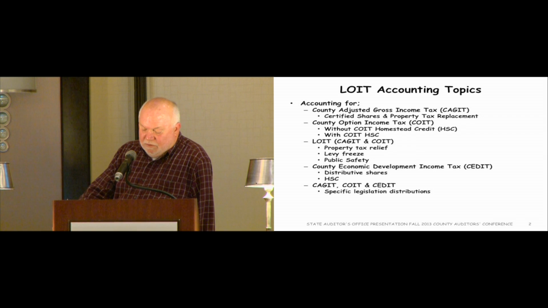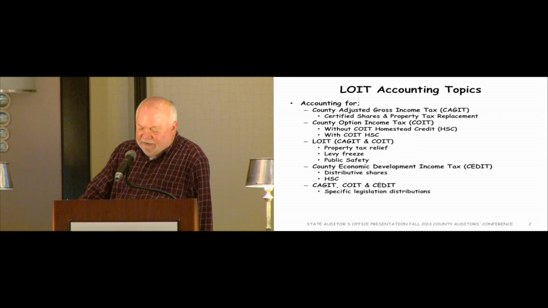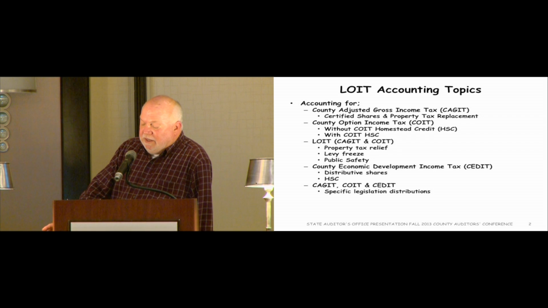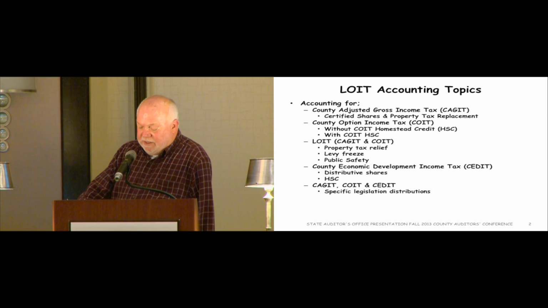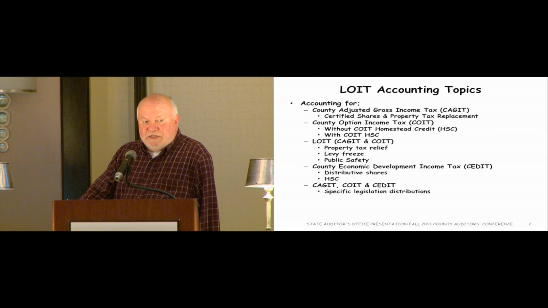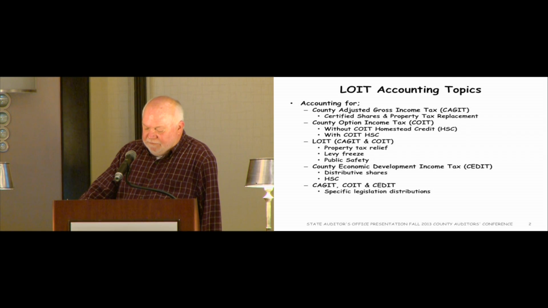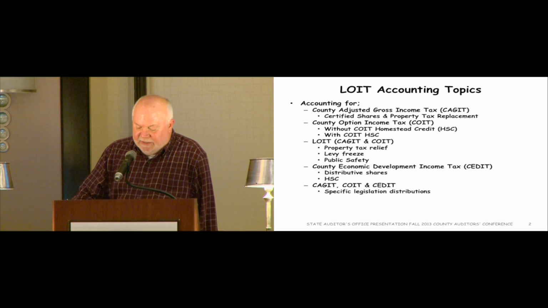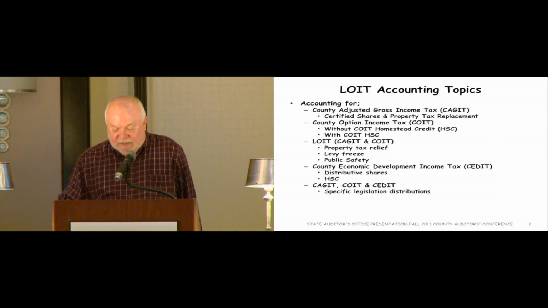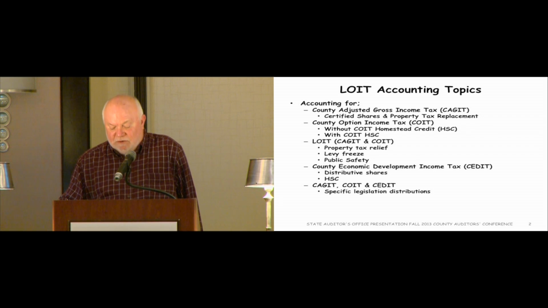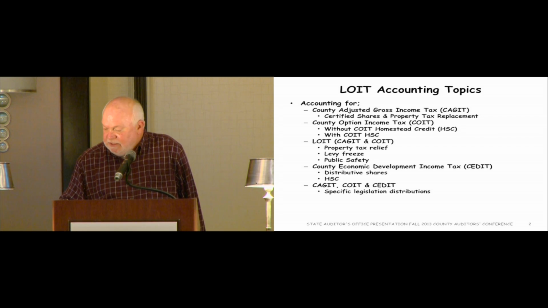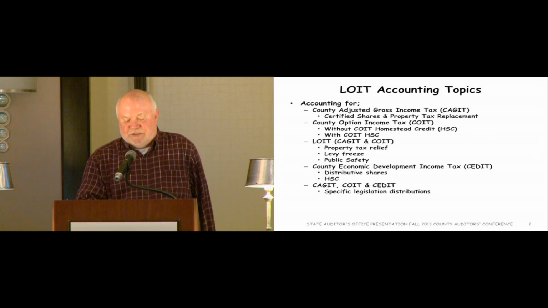The LOIT, like I mentioned, with CAGIT and COIT, you can have a property tax relief adopted, which are your replacement credits, homestead credit, and your qualified residential credit. And then you have levy freeze, and then the public safety. And then I'm going to talk briefly about the certified distributed shares and the homestead credit, and then the special legislation CAGITs and COITs.